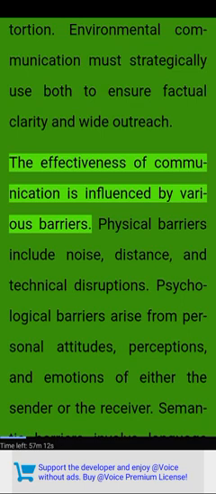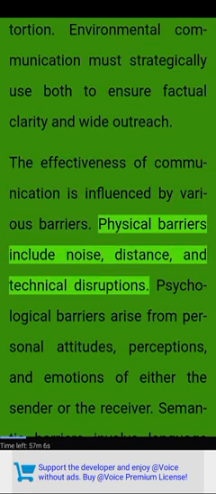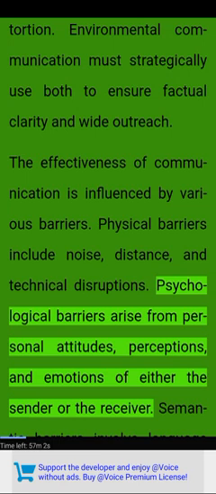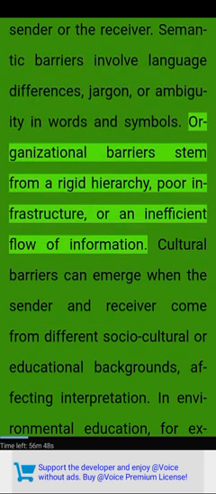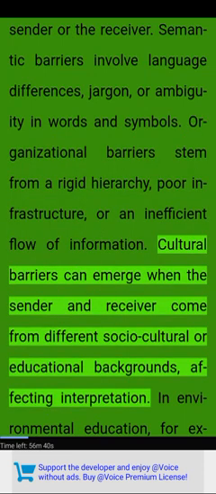The effectiveness of communication is influenced by various barriers. Physical barriers include noise, distance, and technical disruptions. Psychological barriers arise from personal attitudes, perceptions, and emotions of either the sender or the receiver. Semantic barriers involve language differences, jargon, or ambiguity in words and symbols. Organizational barriers stem from a rigid hierarchy, poor infrastructure, or an inefficient flow of information. Cultural barriers can emerge when the sender and receiver come from different sociocultural or educational backgrounds, affecting interpretation.